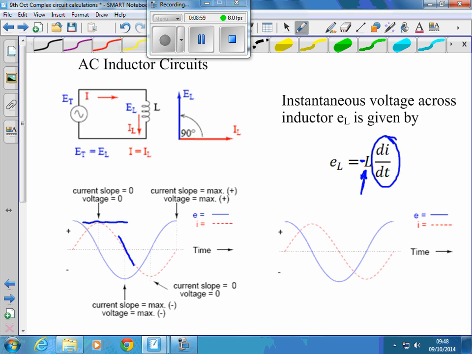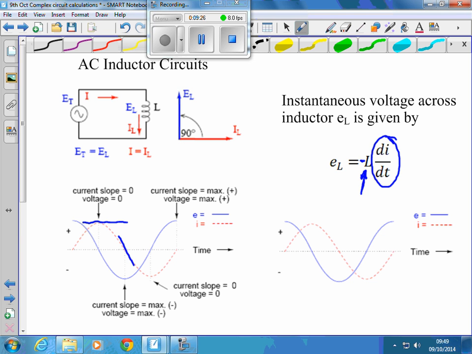Can anyone remember from science the word that helps us decide whether current leads or lags voltage? Because if we look at this diagram here, the blue one is E, this is time, voltage peaks before current peaks. Therefore we could either say voltage leads the current, or we could say current lags the voltage. Confusing, I know, but either of those would be correct.